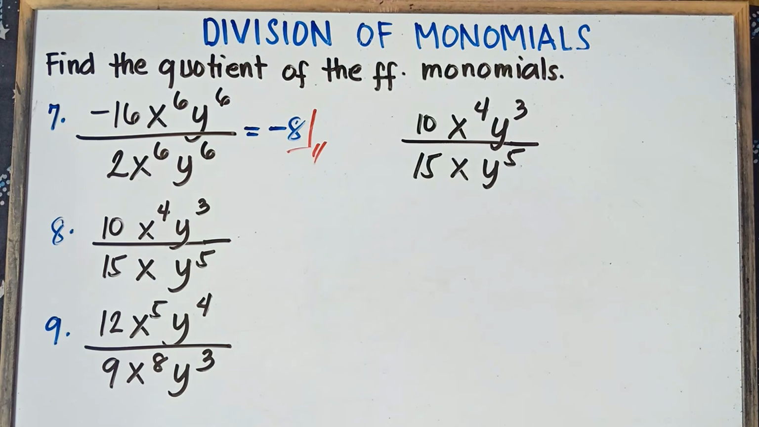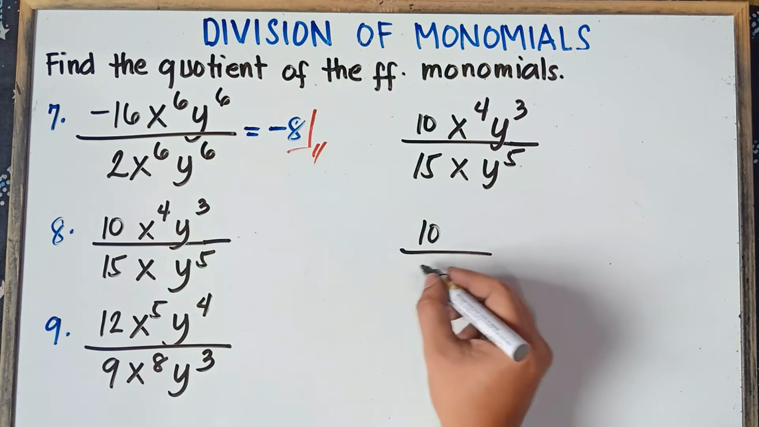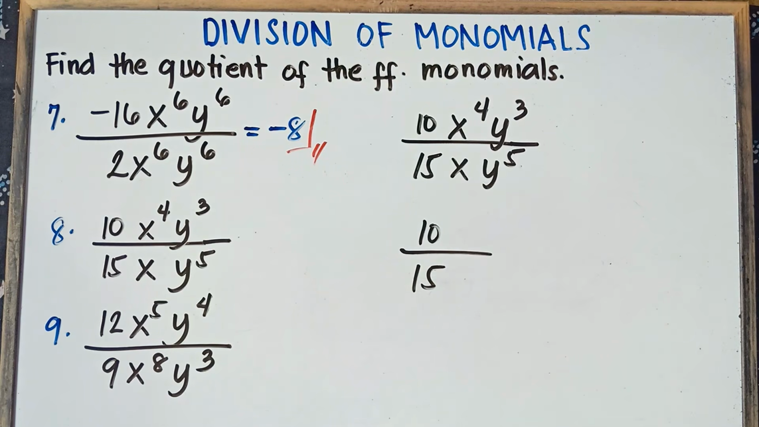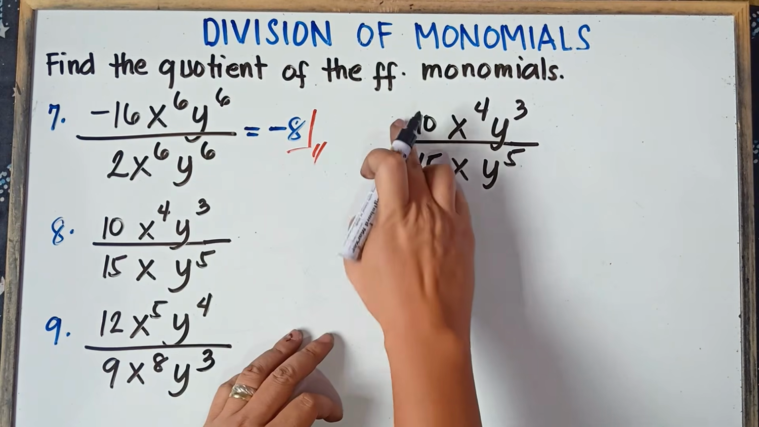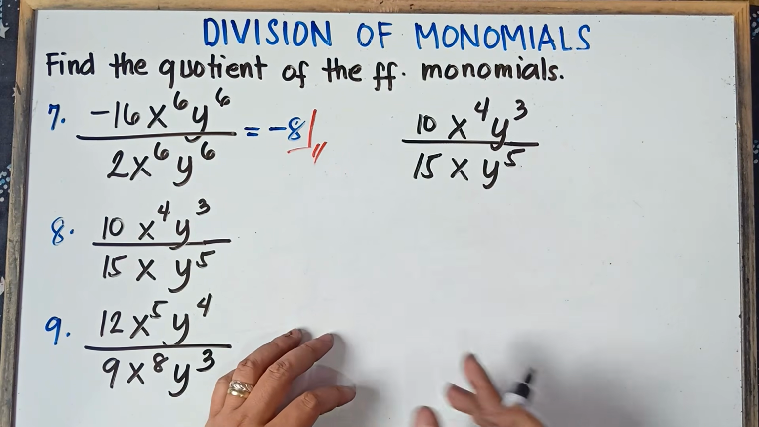Can we divide 10 by 15, class? Nope, we cannot divide 10 by 15. If you divide 10 by 15, you will get a decimal answer, and you're not allowed, class, to have a decimal answer. So therefore, class, we need to reduce. Once again, if you cannot divide, you need to reduce.